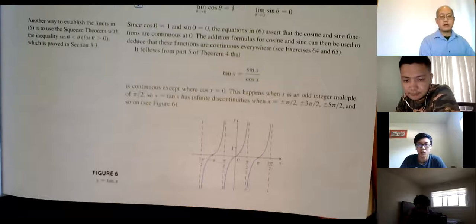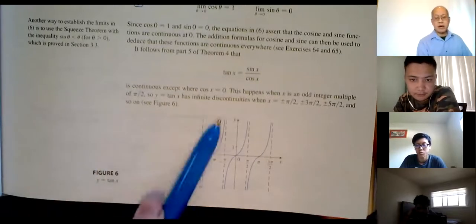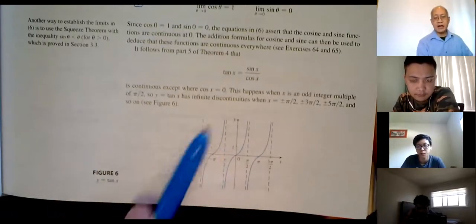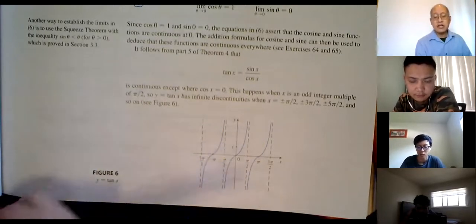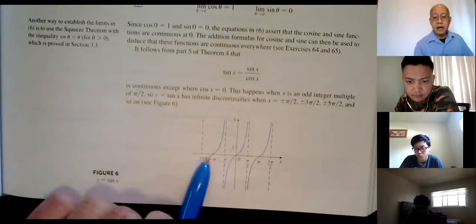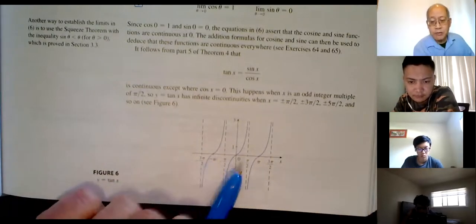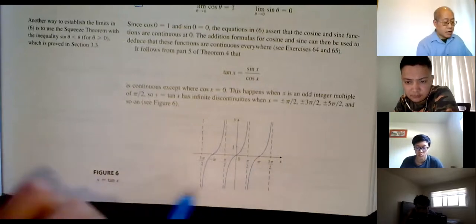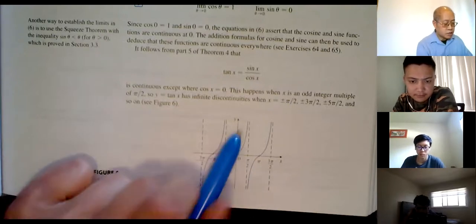Trig functions are continuous wherever they're defined. You might recall the tangent function looks like that. So wherever the tangent function is defined, it's continuous. There's a break, there's a jump at negative pi over 2, pi over 2, 3 pi over 2, and so on. But everywhere else, the tangent function is continuous.